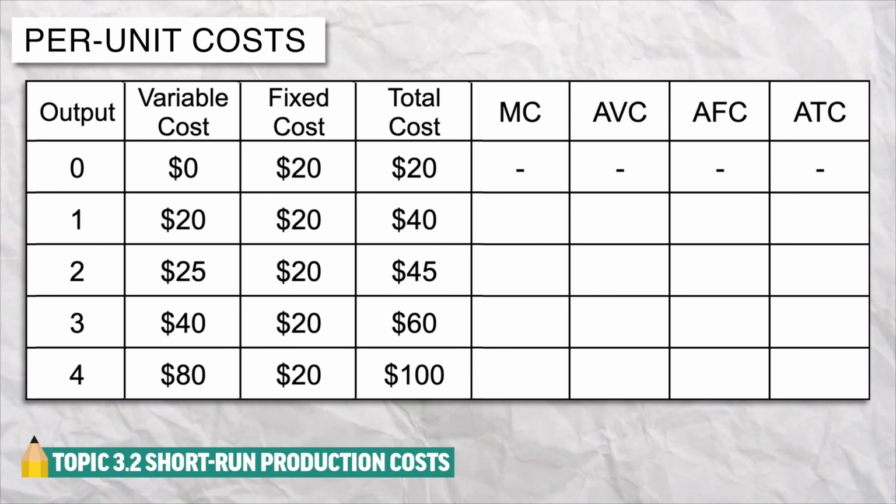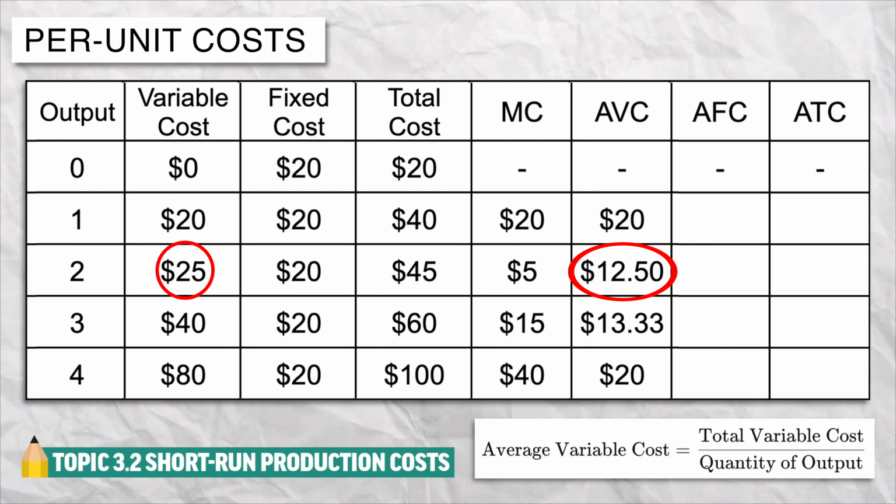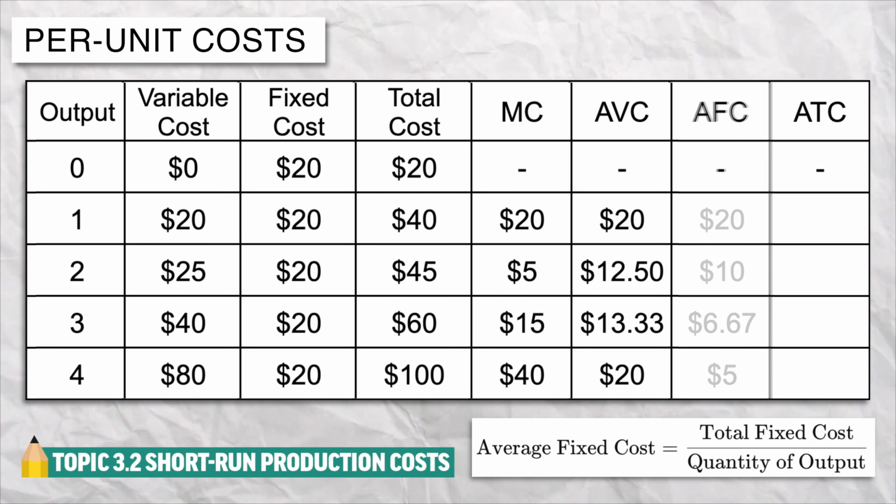These, on the other hand, are the per unit cost curves, the ones that are more important. In this case, the marginal cost is just the change in the total cost, so the first unit costs an additional $20. The second unit, an additional $5, third, an additional $15, and the fourth, an additional $40. The average variable cost is the variable cost divided by quantity, so it's $20 divided by 1, $25 divided by 2, and $40 divided by 3. The average fixed cost is the fixed cost divided by the quantity, so $20 divided by 1, $20 divided by 2, $20 divided by 3. And you'll notice that it's an asymptote. It gets smaller and smaller, but never reaches 0.